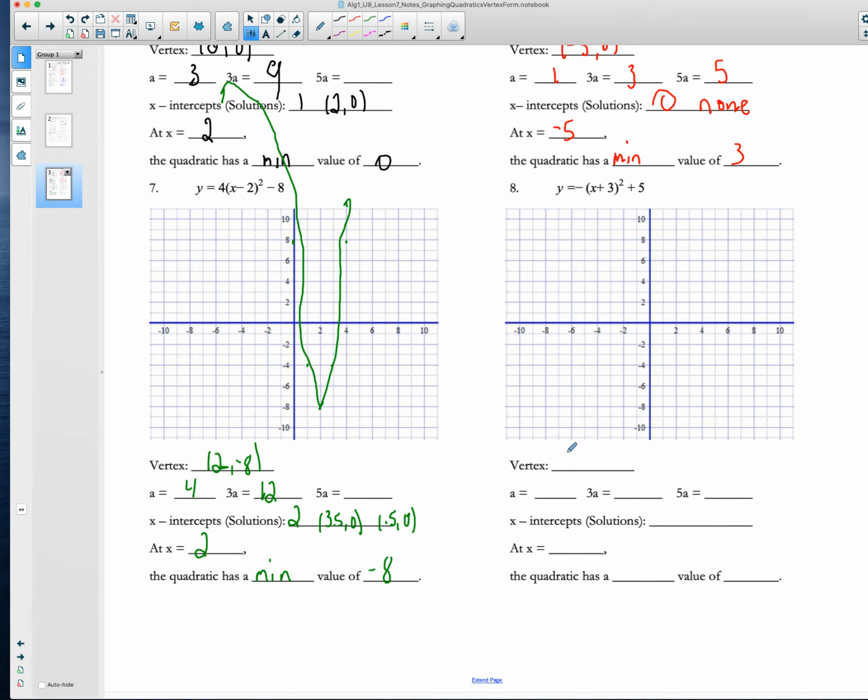All right, so hopefully you have a vertex of -3, 5. You have an a value of -1, 3a is -3, and then 5a would be -5. Now if I graph -3, 5, so -3 and then 5 would be here. Then I'm going to go down 1 to the right 1 and left 1, down 3 to the left 1 and right 1. And sometimes this is where we have to do 5a to give us a good fit here, 1, 2, 3, 4, 5, just to help us with those x-intercepts.